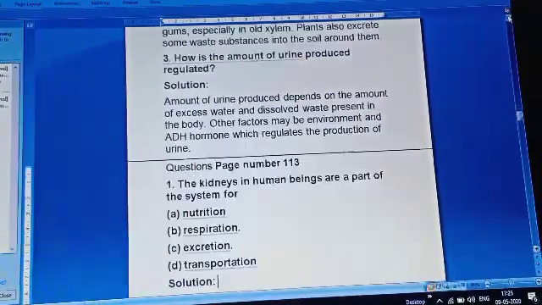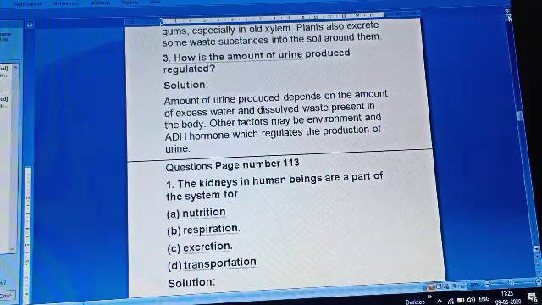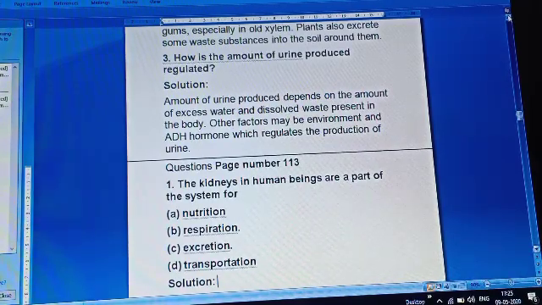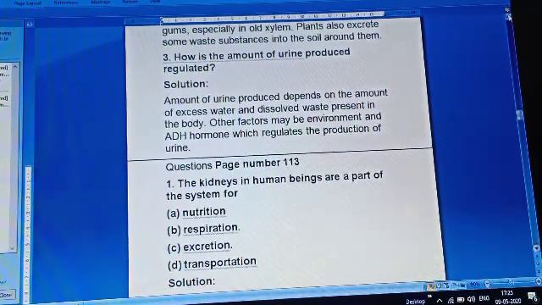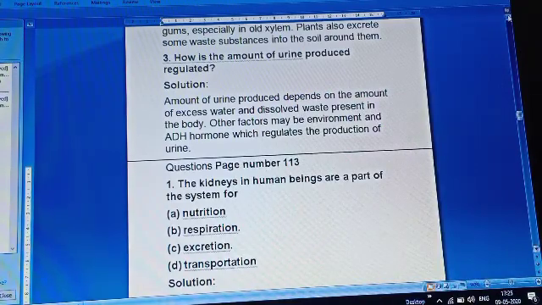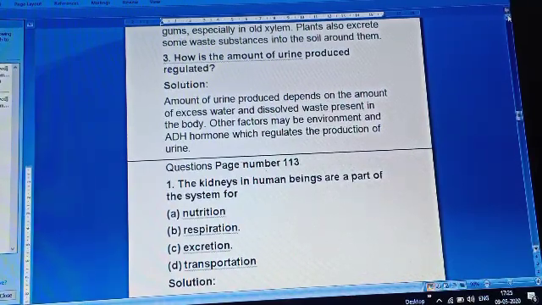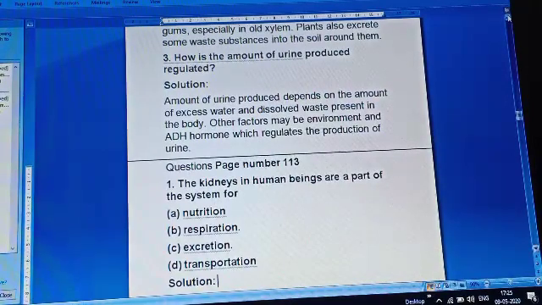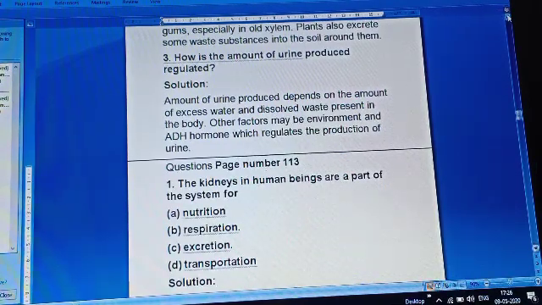Now let's start the third question. How is the amount of urine produced regulated? The amount of urine produced depends on how much excess water is present, and how much dissolved waste is in the water. The other factors responsible are the environment and the ADH hormone, which regulates the production of urine.